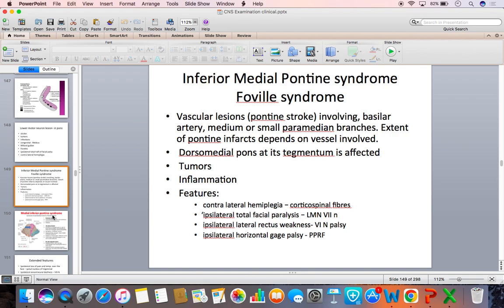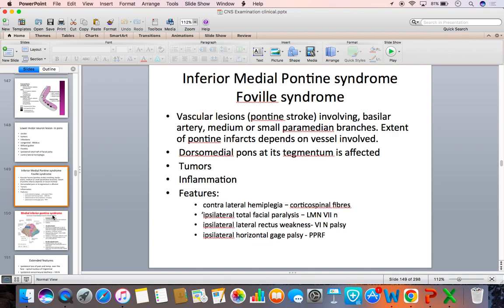It is Foville syndrome. What are the structures in the medial part of the pons? You have the facial nerve nucleus and the abducens nerve nucleus, which is superior medial to the facial nerve nucleus. Besides, there are corticospinal fibers, there are pyramidal fibers. The manifestations will be the ipsilateral facial nerve palsy, that is total facial palsy, and ipsilateral abducens palsy with contralateral hemiplegia.